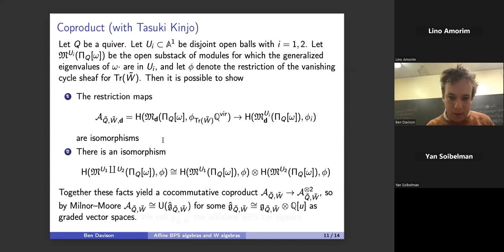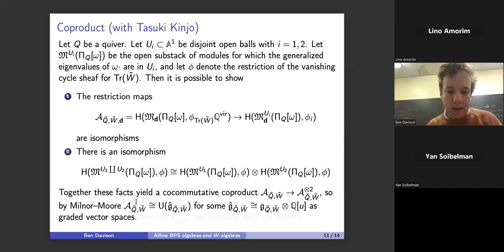So in this way, I get a coproduct, and it's somehow obviously co-commutative because in the choice of U1 and U2, I can continuously vary it without really changing anything. And in particular, there's a path whereby I swap the roles of U1 and U2. So then via the Milnor-Moore theorem, that tells me straight away, without really any further work, that the critical CoHA is the universal enveloping algebra of some Lie algebra.